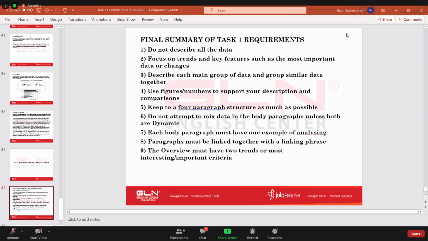Keep to a 4-paragraph structure as much as possible. Do not attempt to mix data in the body paragraphs unless they are both dynamic. Each body paragraph must have one example of analyzing. Paragraphs must be linked together with linking phrases. And the overview must have 2 trends or most interesting, important criteria.